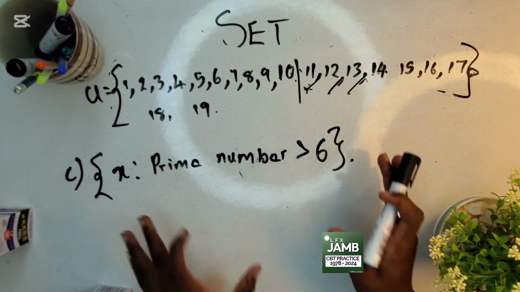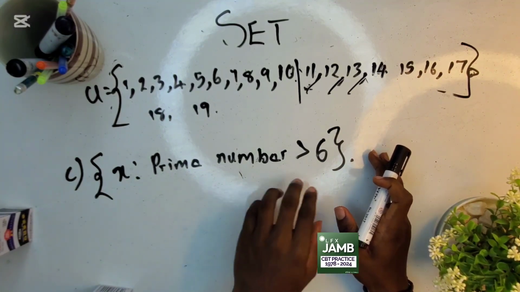Do this one for me. Find the set given this condition: prime numbers greater than 6.